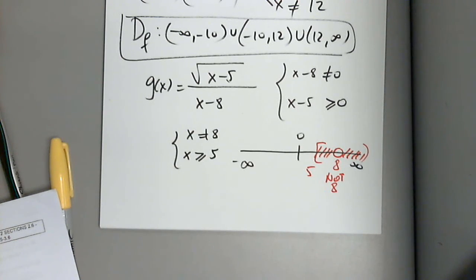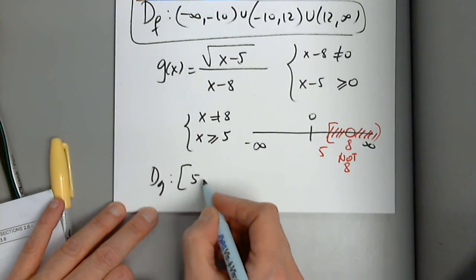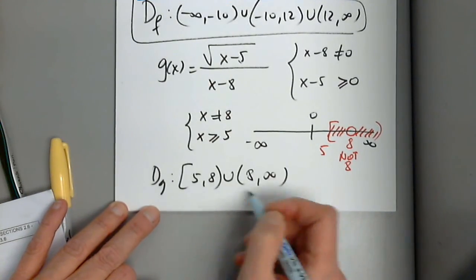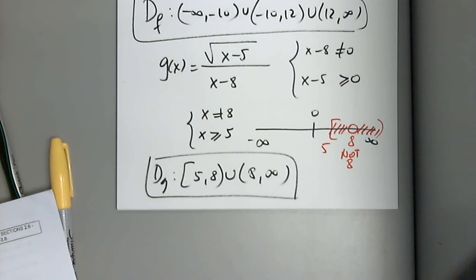So then my question is, what is the domain, and how do I write it? Bracket 5, 8, parentheses, union, 8, infinity. Indeed, this is the domain. Why? Because it has two different pieces that have to be evaluated. One piece was the denominator cannot be 0. The other one is the square root, and the square root requires the quantity under it to be greater than or equal to 0. Very good. Thank you.